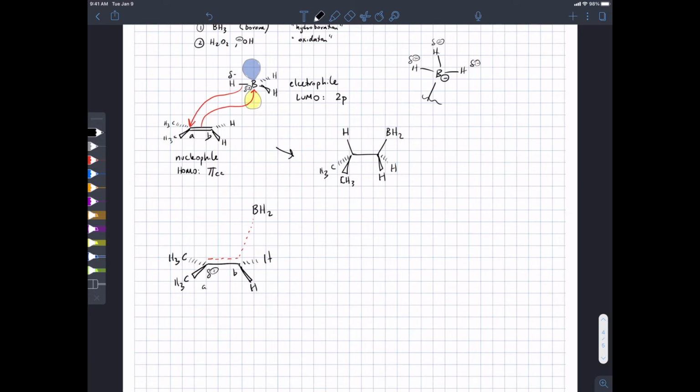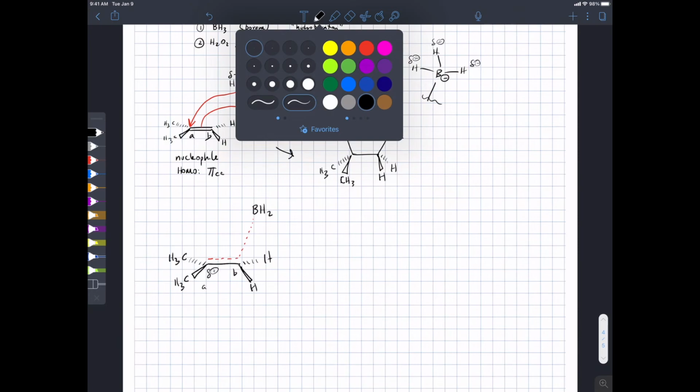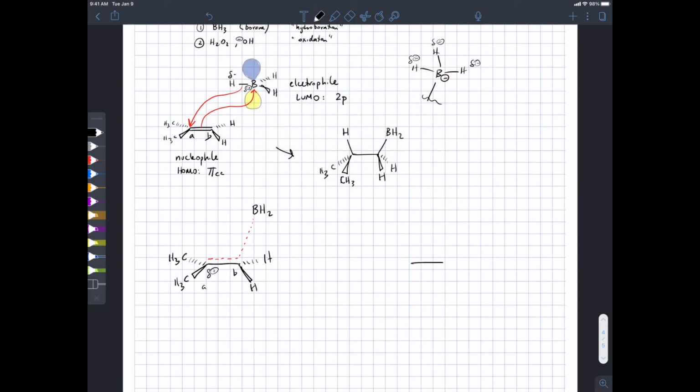So really, this is exactly the same thing as we saw with alkene hydration. If you remember, in alkene hydration, the first step was a proton gets removed and we get an intermediate where the positive charge is on the more substituted carbon. The only difference here is that instead of the proton being attacked, we're attacking the boron.